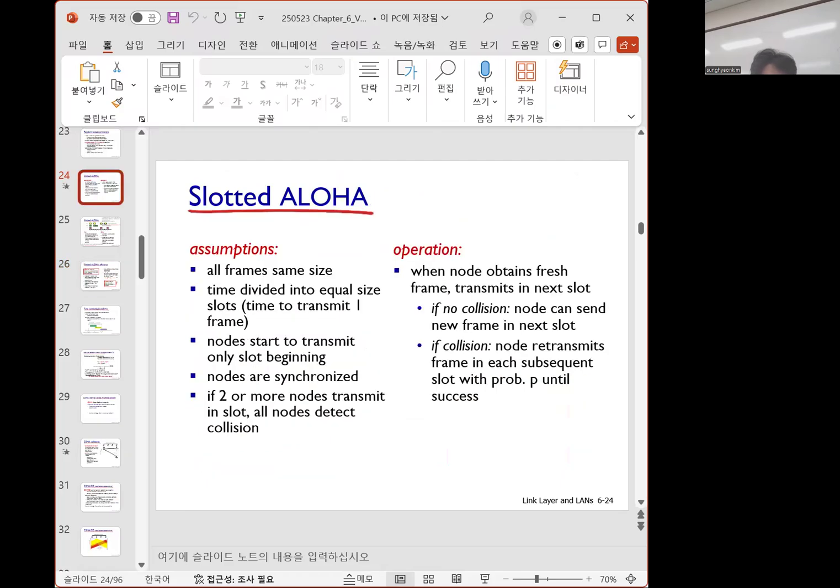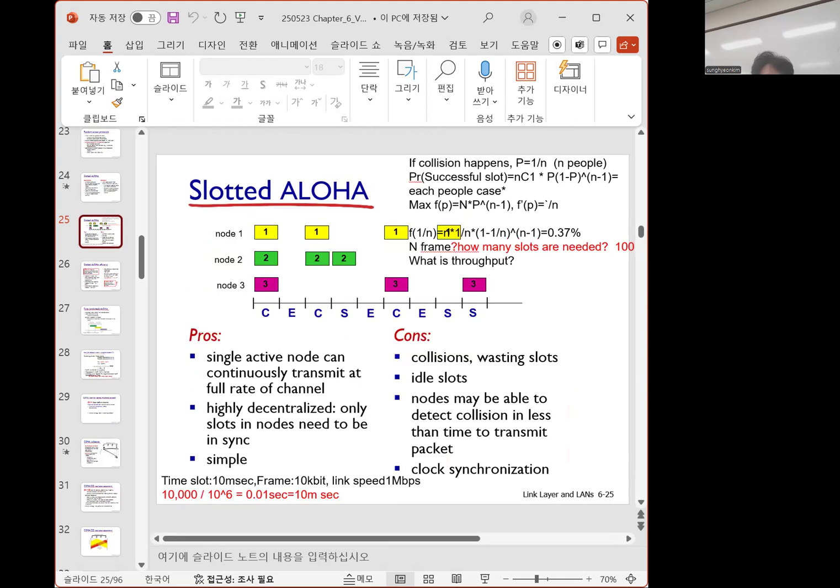Assumption: all frames are the same size, time is divided into equal size slots. Nodes start to transmit only at the slot beginning. Nodes are synchronized. If two or more nodes transmit in a slot, all nodes detect the collision. So if you see the mathematics of how it works, if a collision happens, the probability of collision will be p, 1/n.